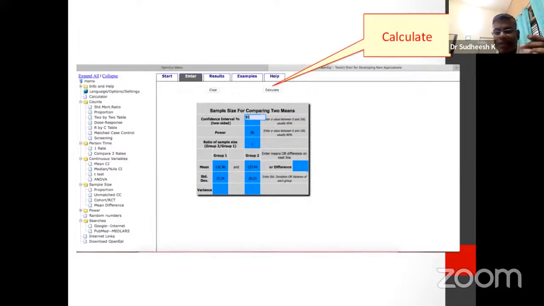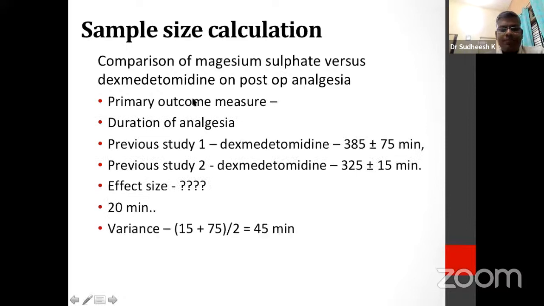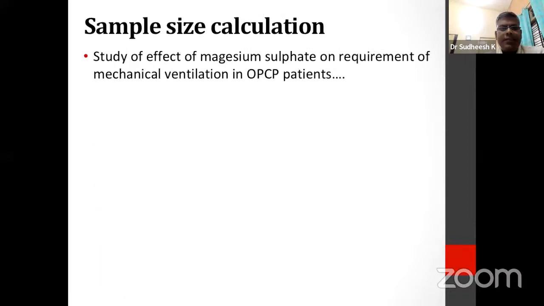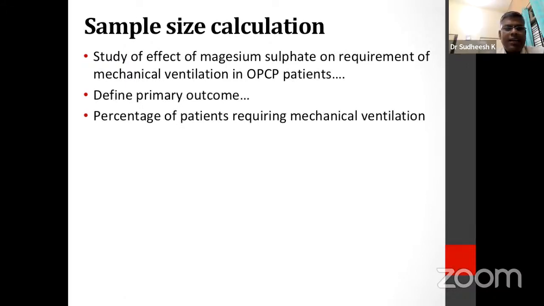Now suppose you are calculating sample size for proportional data. Let us take one example: the study of the effect of magnesium sulfate on the requirement of mechanical ventilation in organ transplant patients. Here, the primary outcome I can define as the percentage of patients requiring mechanical ventilation, that is, how many of them require intubation.